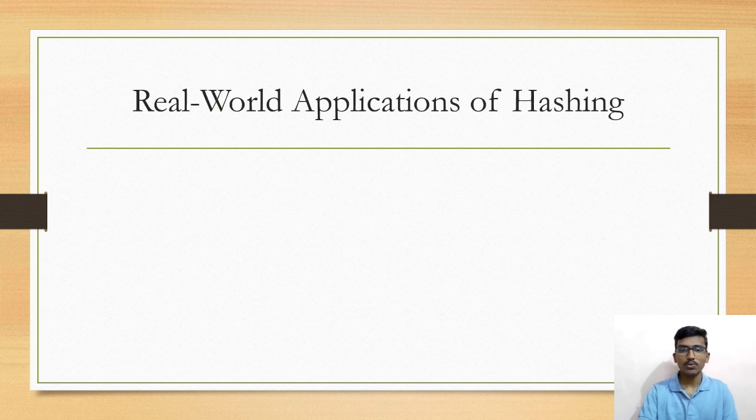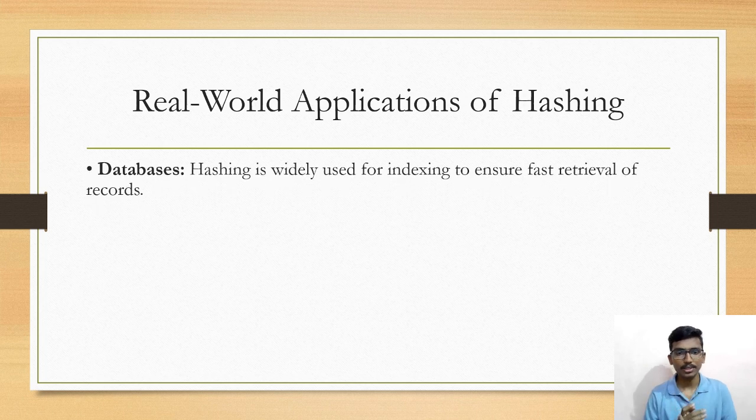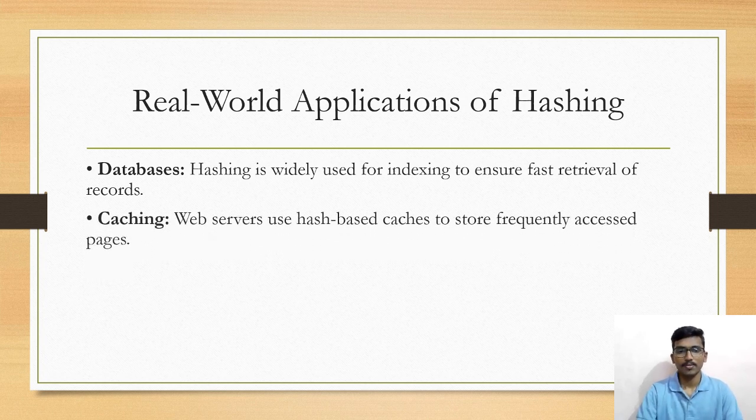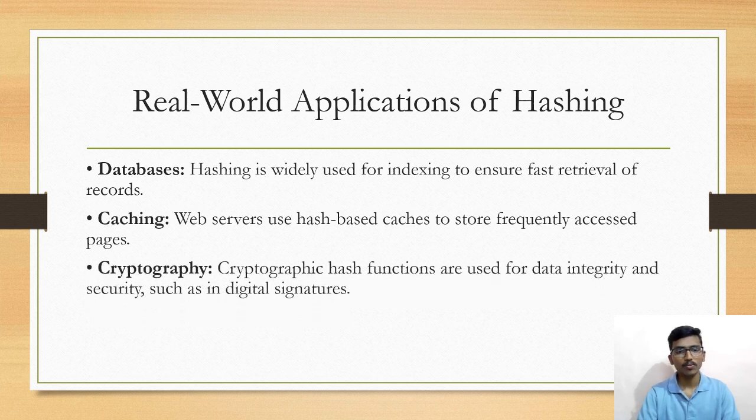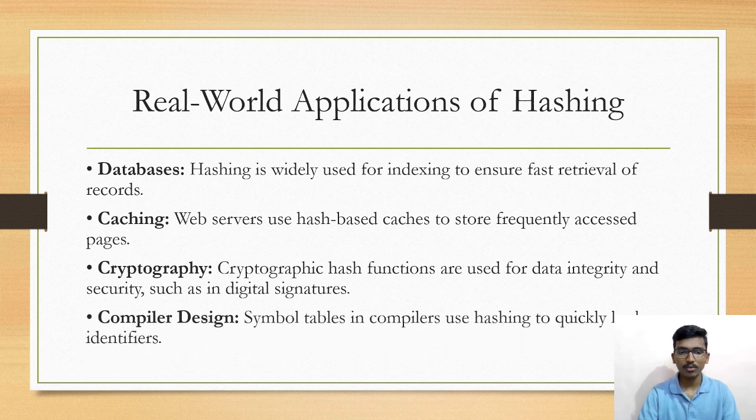Real world applications of hashing. Databases: hashing is widely used for indexing to ensure fast retrieval of records. Caching: web servers use hash-based caches to store frequently accessed data pages, whereas cryptographic hash functions are used for data integrity and security, such as in digital signatures. Compiler design: symbol tables in compilers use hashing to quickly look up identifiers.